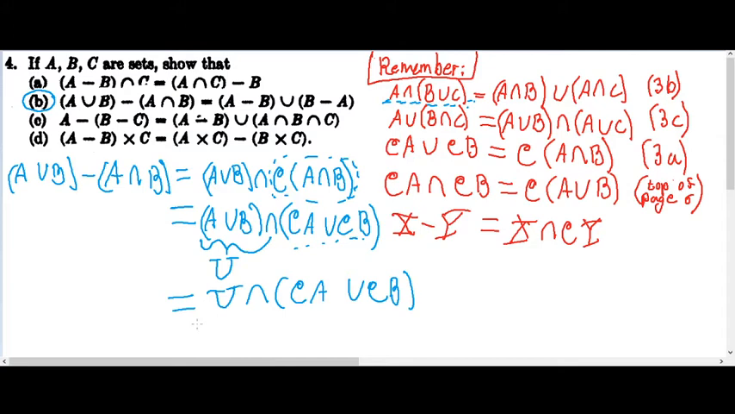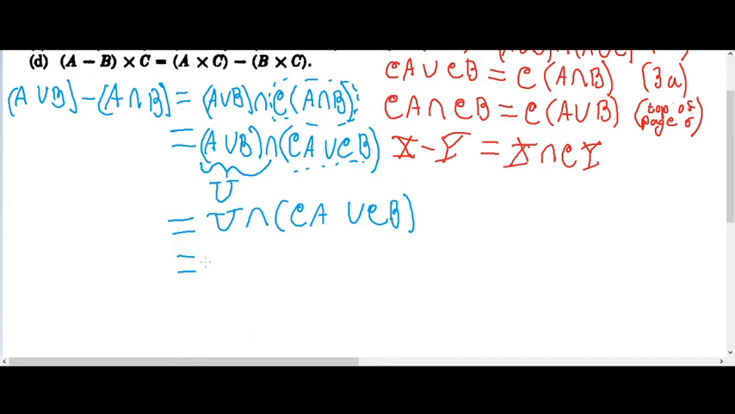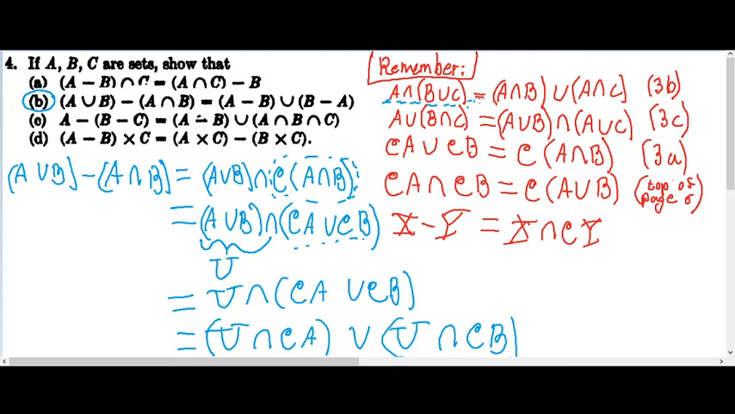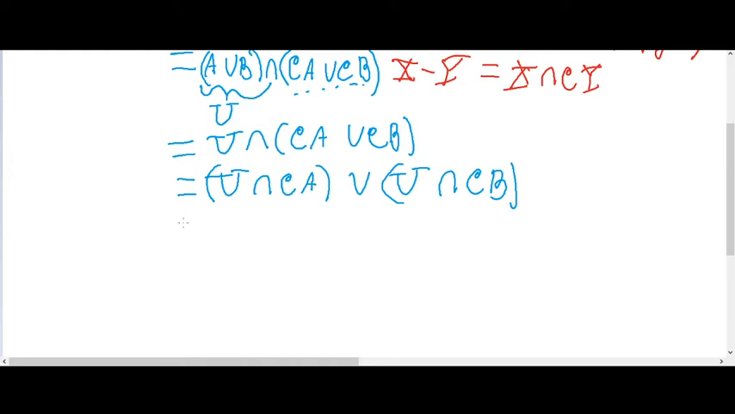And now look at this. Scroll down here, give myself some more room. We're going to use this property up here, the distribution of the intersection into the union of two sets, the first property from 3B. We can say this is the same as U intersect the complement of A union U intersect the complement of B. Let's double check we did that right. A intersect B union C is A intersect B union A intersect C. Yes, that's right.